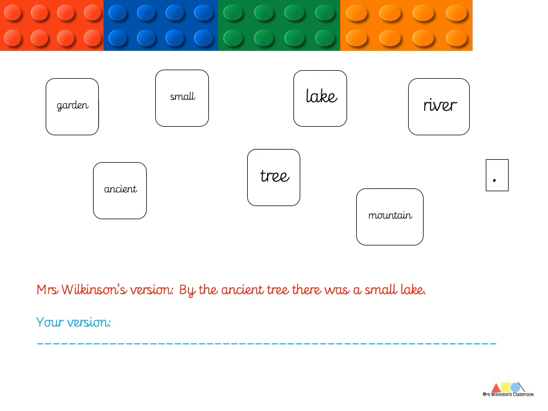So the words on this slide are garden, ancient, small, tree, lake, mountain or river. And my sentence is, by the ancient tree there was a small lake. You'll notice I've also added in a full stop. You need to make sure that's on the end of your sentence. But you also need to make sure you're using a capital letter at the beginning of your sentence.